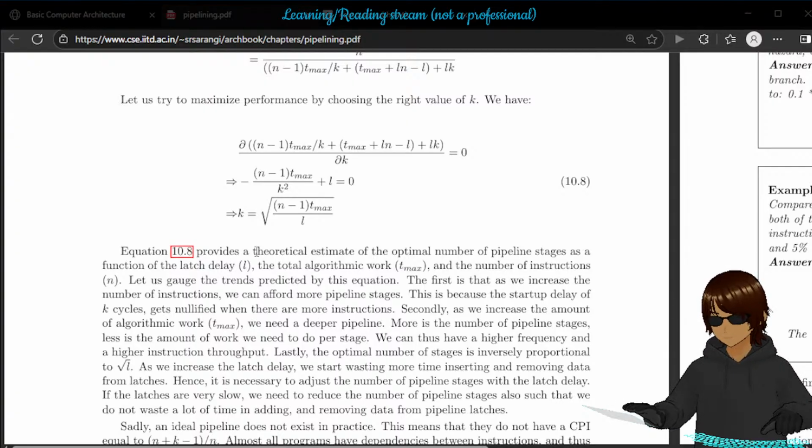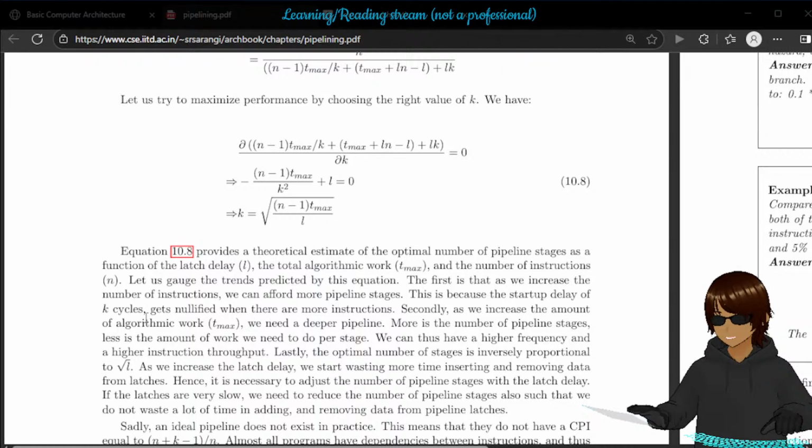Equation 10.8 provides a theoretical estimate of the optimal number of pipeline stages as a function of the latch delay, the total algorithmic work, the number of instructions. Let us gauge the trends predicted by this equation. The first is that as we increase the number of instructions, we can afford more pipeline stages. This is because the startup delay of k cycles gets nullified when there are more instructions.